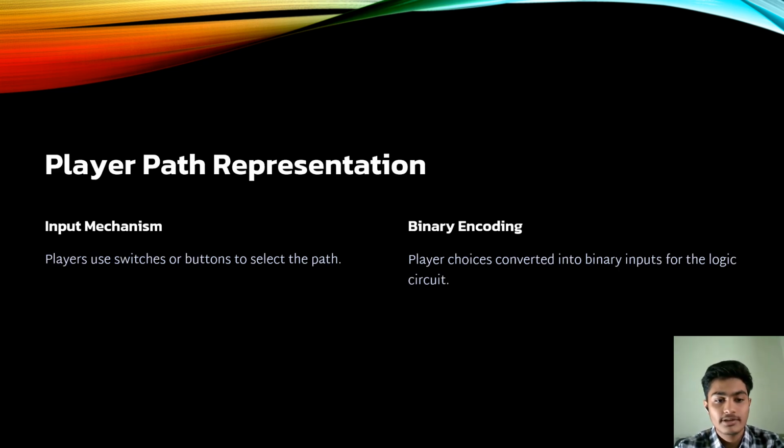Player path representation: input mechanism. The player uses switches or buttons to select the path. Binary encoding: player choices are converted into binary inputs for the logic circuits.